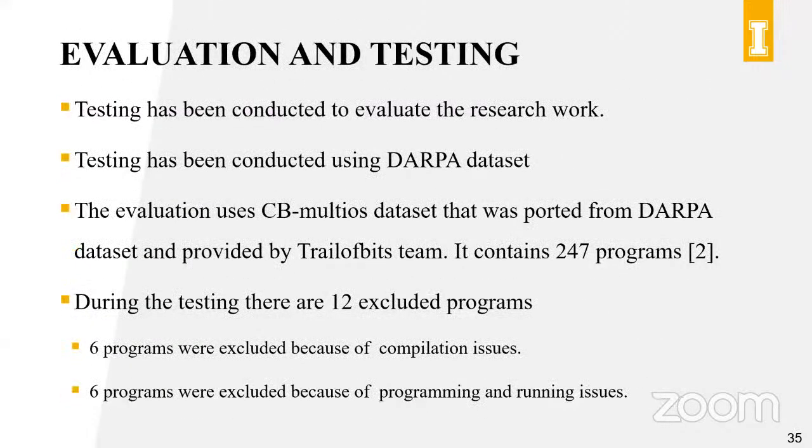So, the evaluation and testing. Testing has been conducted to evaluate the research work, using the DARPA dataset. The evaluation uses the CP Matthias dataset that was ported from the DARPA dataset and provided by the Trail of Bits team. It contains about 247 programs. During the testing, 12 programs were excluded. 6 programs were excluded because of compilation issues, and 6 programs were also excluded because of program and running issues.